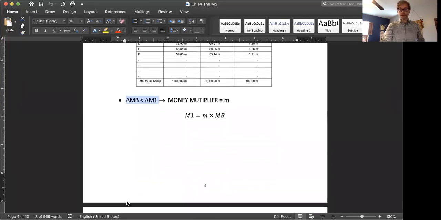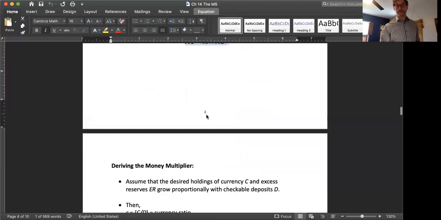Okay, so you can think about the relationship in this way. Whatever the monetary base is, you have to multiply it by the money multiplier to get what M1 is. So in this example, if the monetary base is changed by 100 and M1 changed by 1,000, the money multiplier is 10, right? Meaning the change in the money supply is 10 times the change in the monetary base.